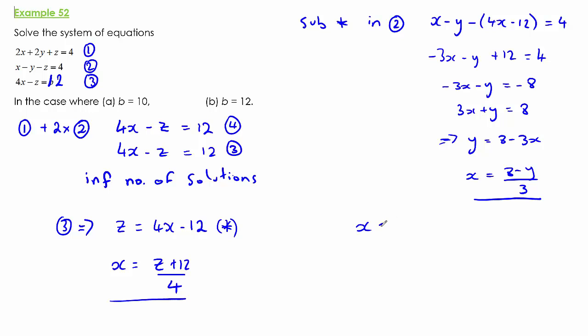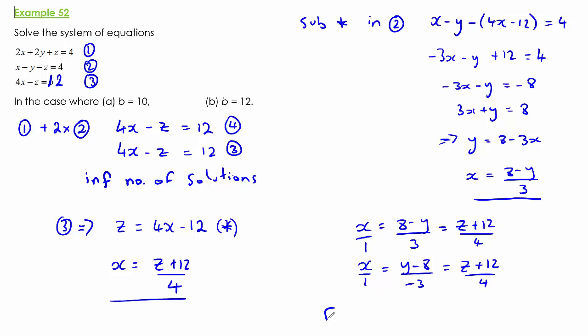So we have that x is equal to 8 minus y over 3 is equal to z plus 12 over 4. This x we could write over 1. And then x over 1 is equal to y minus 8 over negative 3 is equal to z plus 12 over 4. And that is the line r equals (0, 8, -12) plus lambda (1, -3, 4).